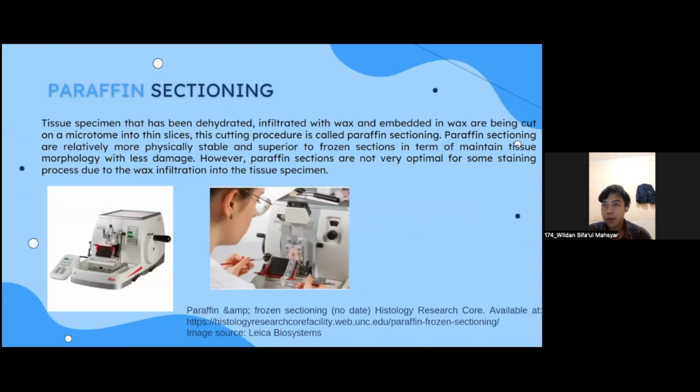Paraffin sectioning. Tissue specimen that has been dehydrated, infiltrated with wax, and embedded in wax are being cut on a microtome into thin slices. This cutting procedure is called paraffin sectioning. Paraffin sections are relatively more physically stable and superior to frozen sections in terms of maintaining tissue morphology with less damage. However, paraffin sections are not very optimal for some staining processes due to wax infiltration into the tissue specimen.